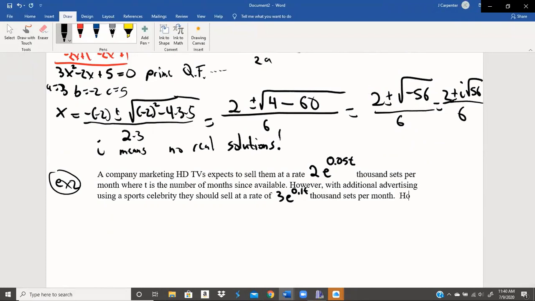So the ultimate question is, how many additional sales result from the endorsement during the first year? I have to be careful with that. I said first year, whereas our T is in months.